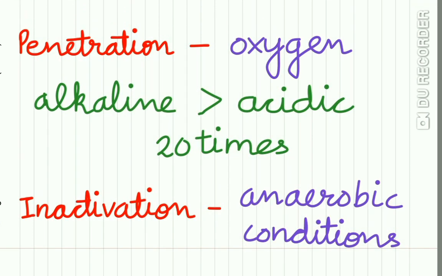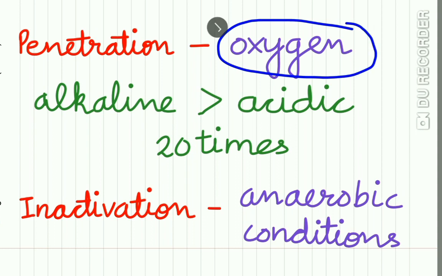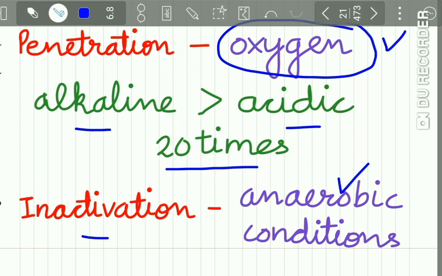Now, this penetration is dependent upon the maintenance of polarized membrane, and this maintenance of polarization in the membrane is maintained by oxygen. Also, penetration is activated by increase in the pH. At alkaline pH, penetration is 20 times more than acidic pH. Now, as the penetration is totally oxygen dependent, the inactivation of the antibiotic occurs in anaerobic condition. So, in anaerobic condition, aminoglycosides do not work on the bacteria.